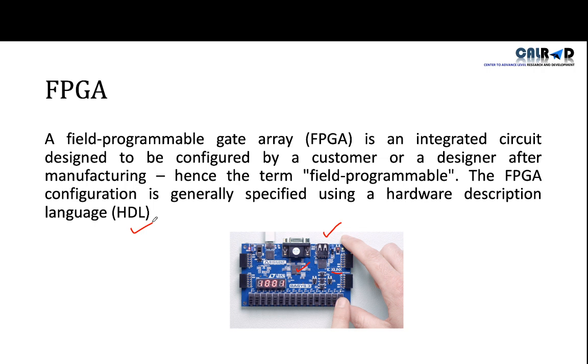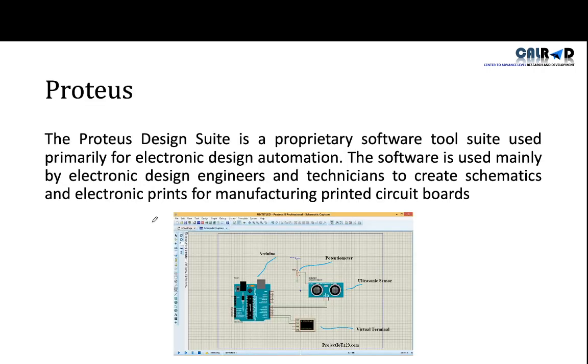Where do we use these FPGAs? Nowadays in smart homes, smart agriculture, automation, everywhere we want to control or digitalize a system, we use FPGA. So the FPGA is also an example of digital logic design. Now come towards the software.